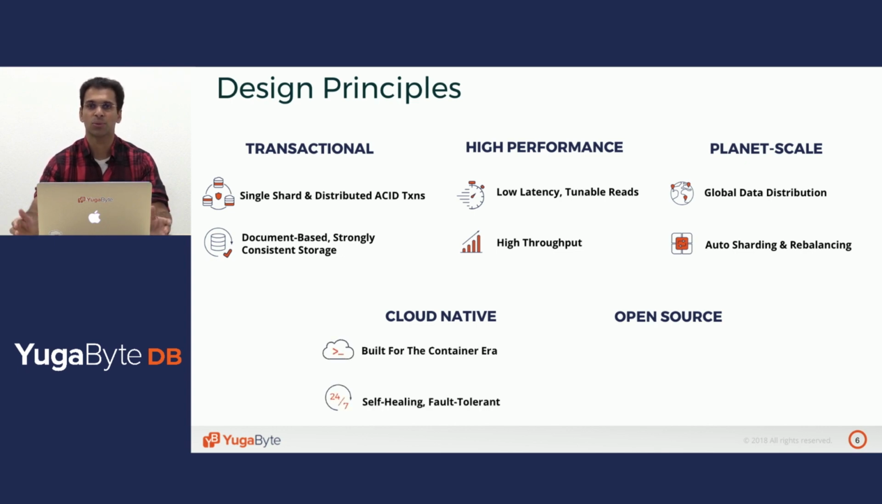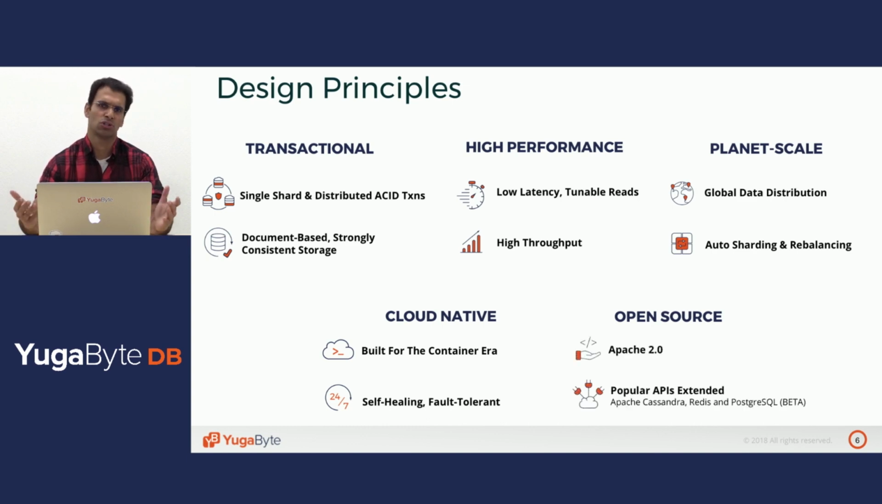It's built for the cloud native era, so it works with containers natively on Kubernetes. It is self-healing and fault tolerant. Yugabyte is also really good if you want to run it on bare metal or VMs in addition to containers. Finally, it's open source. Yugabyte is on GitHub on the Apache 2.0 license, and it also extends open source APIs. So the good part is you don't really have to learn anything new in order to use Yugabyte. It uses Apache Cassandra, Redis, and Postgres compatible APIs.